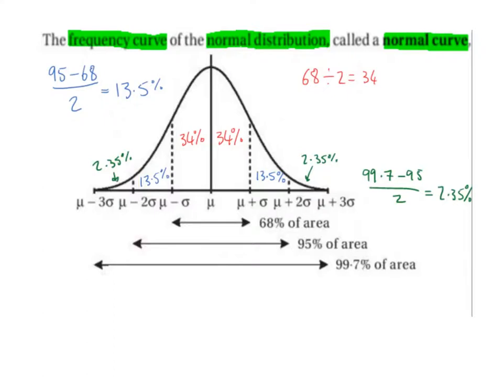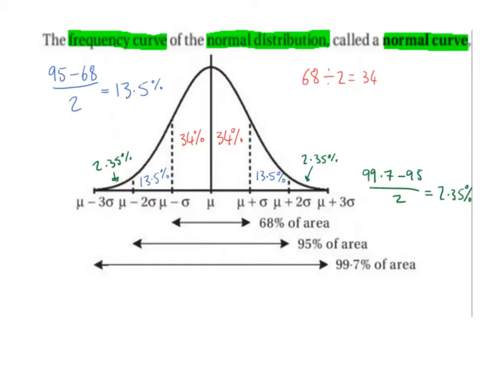So if from here to here is 95% of the area, so if from this dotted line all the way over to this dotted line is 95% of the area, then 95 minus 68 divided by 2 gives us 13.5%. So this must be 13.5% and this must be 13.5%.